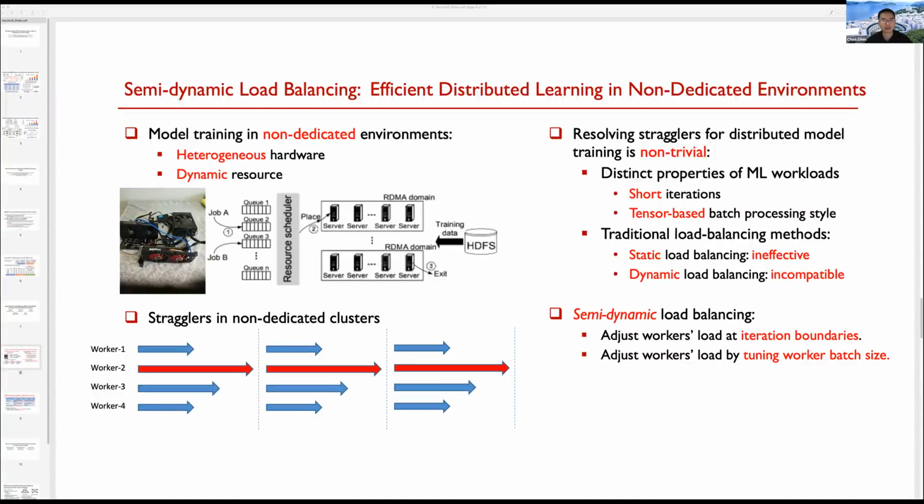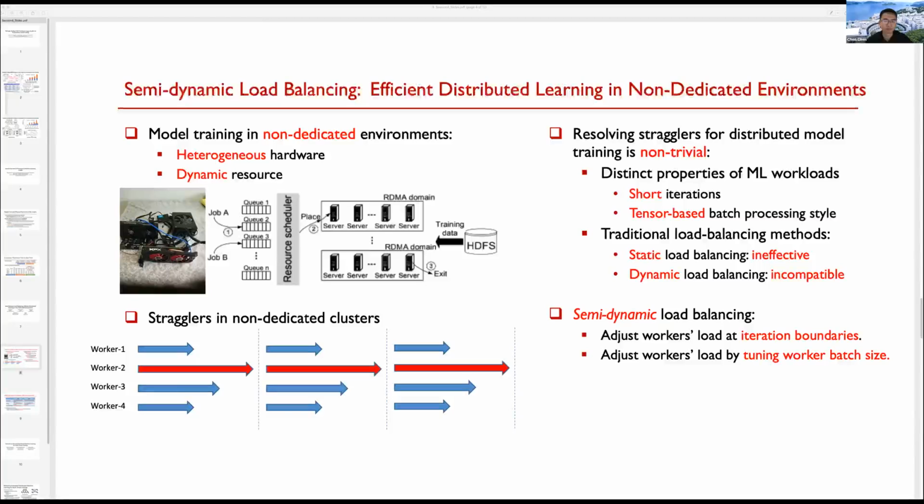Therefore, the traditional load balancing methods like static load balancing or dynamic load balancing would be ineffective or incompatible for modern machine learning frameworks. And actually, we found that machine learning workloads should be load balanced in a semi-dynamic manner. That is, we keep the load static within each iteration, but dynamic across different iterations. And we adjust the load at the iteration boundaries by tuning the worker batch size. Actually, semi-dynamic load balancing is a great fit for model training workloads.